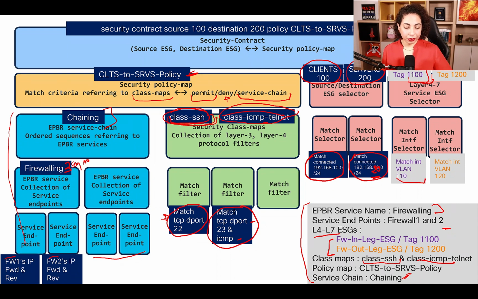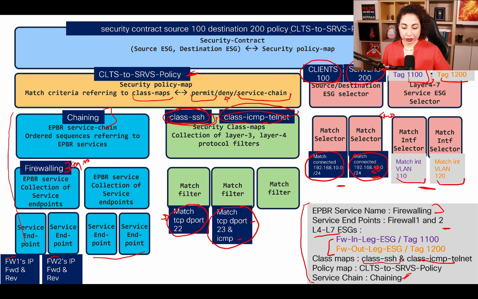And for our firewall out leg ESG, we are going to match on the interface VLAN 120. So here, again, you see the difference between the two match selectors, depending on if we are on a classic ESG or if we are on a layer 4, layer 7 ESG. Here we are matching on something that is connected and we are inside the control plane. Here we are matching on an interface VLAN 110 and 120. So that's it for our ESGs.